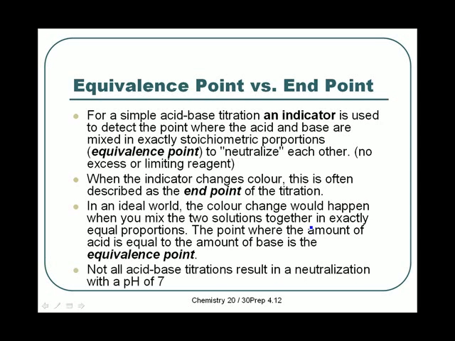And note that not all acid and base titrations result in a pH of 7, but the ones for Chem 30 Prep do. Once we get into Chem 30, then we're going to find out that not all of them reach a pH of 7 at the equivalence point, but for us they will, because we're always going to react strong acids with strong bases.